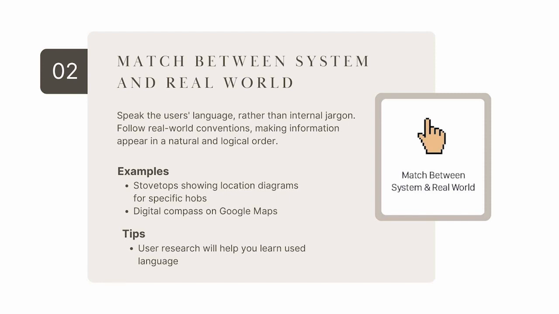Next, you want to match between systems and the real world. So speak the user's language, use conventions that they're used to in the real world or conventions that they're used to online or digital, whatever it might be. An example of this would be on the stove top where you've got the diagram which tells you which stove the little knob is for, so you can visualize it in real life. Another is how digital maps emulate real compasses.